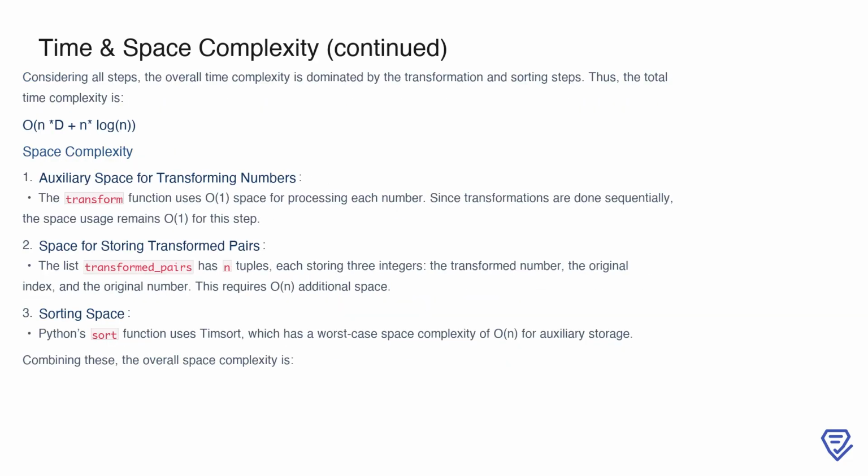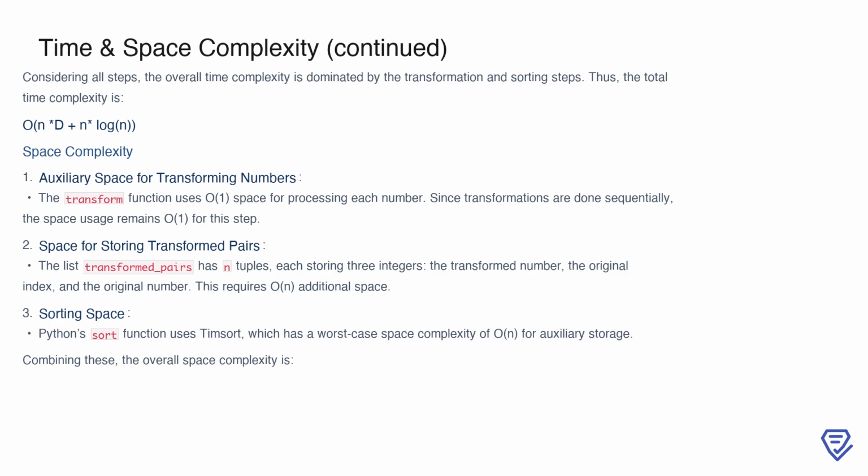When we combine the complexities of transformation and sorting, the overall time complexity of the solution becomes O(n*d + n*log n). Now let's consider space complexity. For the transformation step, the transform function processes one number at a time, requiring only O(1) auxiliary space. Since transformations are performed sequentially, this step has constant space usage.